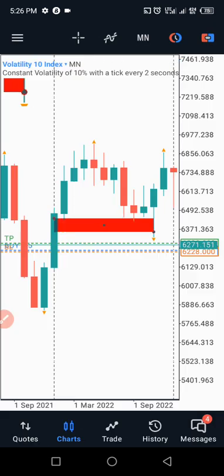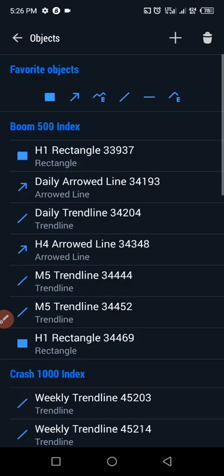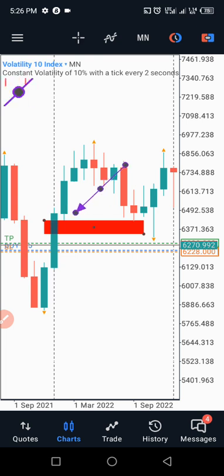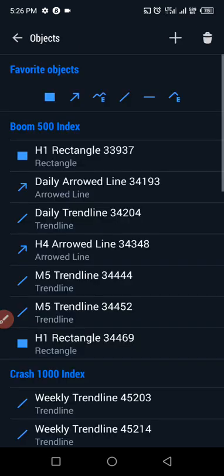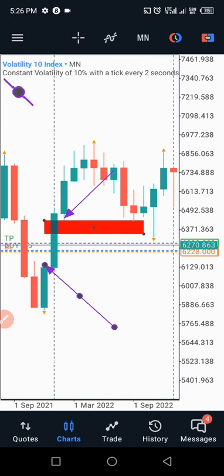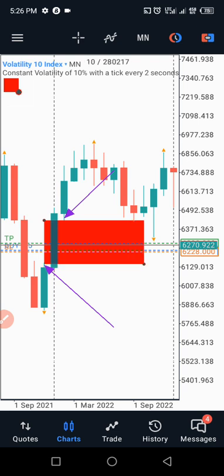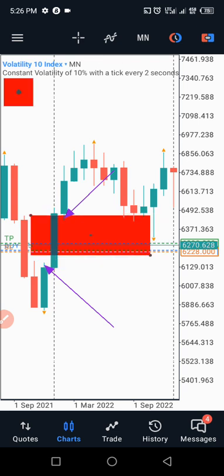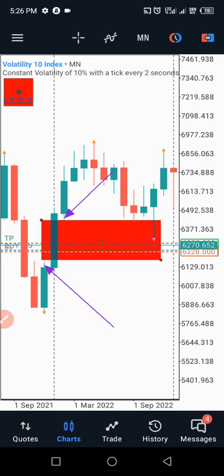Okay, so now when we see that, we notice that we want to place the upper part of the rectangle tool at the low of this particular candle here, and then we want to place the lower part of the rectangle tool at the high of this particular candle. Okay, so that will give us our fair value gap. That will give us our fair value gap level for price to come back and fill.